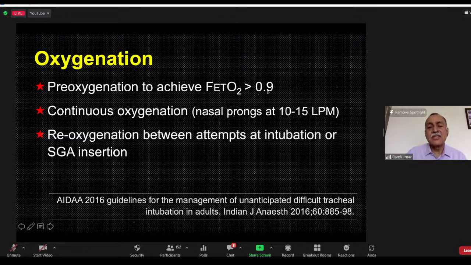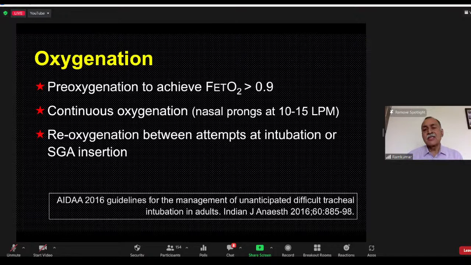Now, most algorithms also emphasize the fact that you must continuously oxygenate. When I was a postgraduate, we were taught that pre-oxygenation is important, and if you fail to achieve a definitive airway at your first attempt, you need to reapply the mask and re-oxygenate your patient, which is what the third bullet point says. Re-oxygenate your patient between attempts at intubation or supraglottic airway insertion.